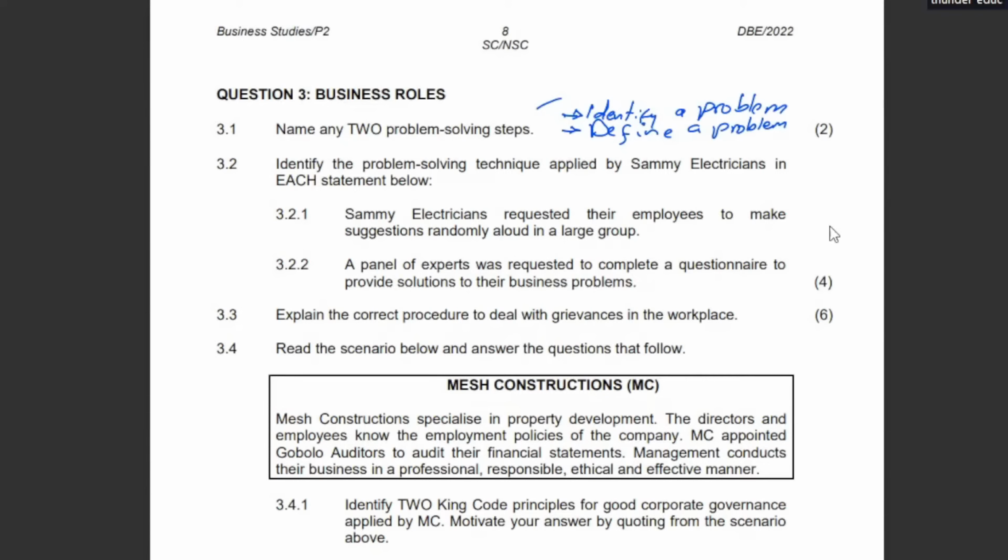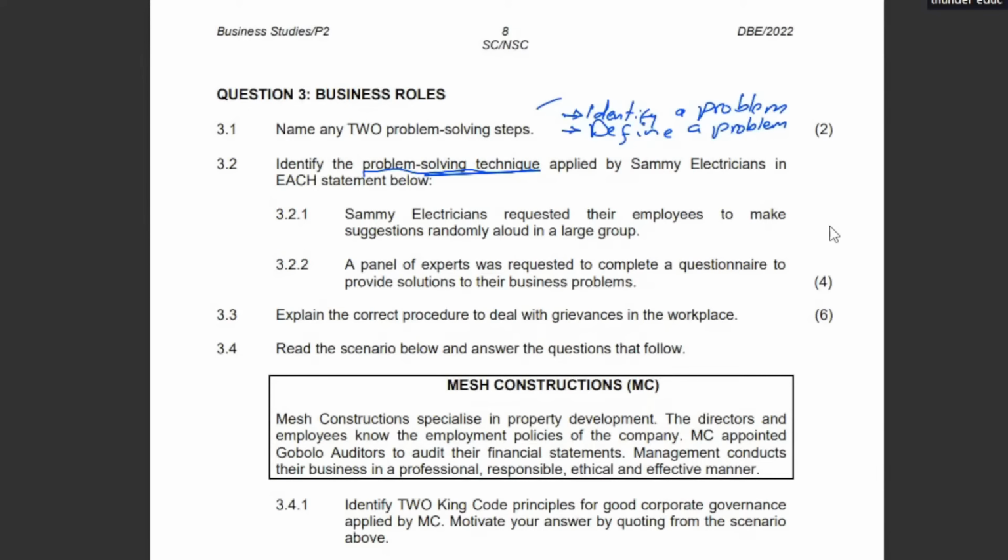3.2 reads as follows: Identify the problem-solving technique applied by Semi-Electricians in each statement below. So now you must identify the problem-solving technique. Remember, we have a different set of techniques. We have the brainstorming technique, we have the Delphi technique, and force field, and many more or the likes.